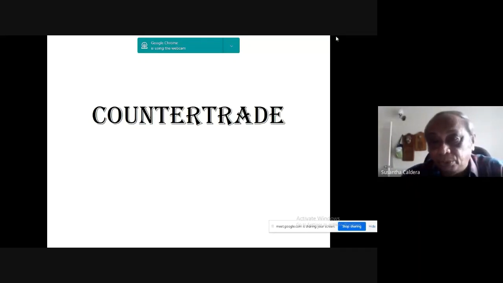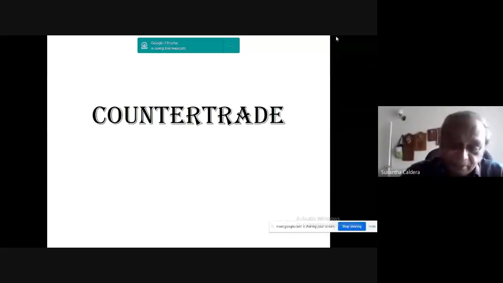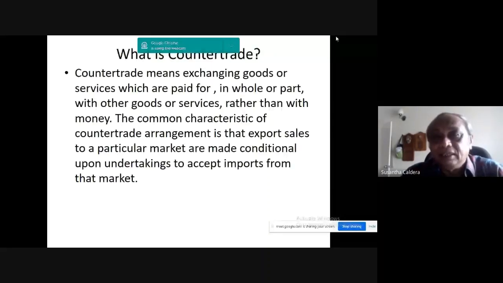Okay. Today we start with counter trade. Counter trade is also some sort of international trade operation, and a very, very peculiar type, right? Because money is not getting involved, but we do international trade operations. What is counter trade? Counter trade means exchanging goods or services which are paid for in whole or part with other goods or services rather than with money. It's like a barter system. Barter system is also one of the main areas in counter trade. Barter is only one area, but everybody knows what the barter system is: exchanging of goods and services, and no money is getting involved.